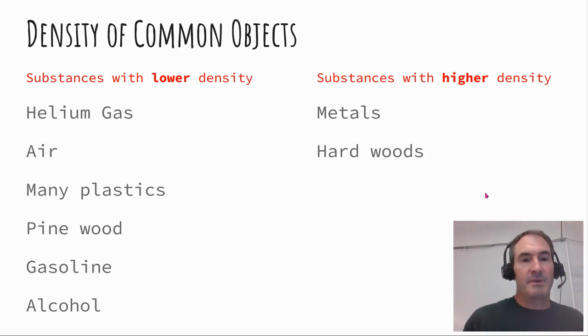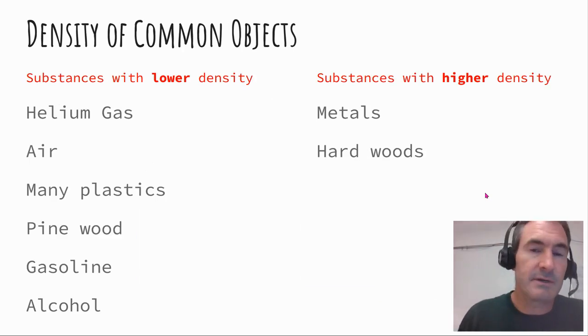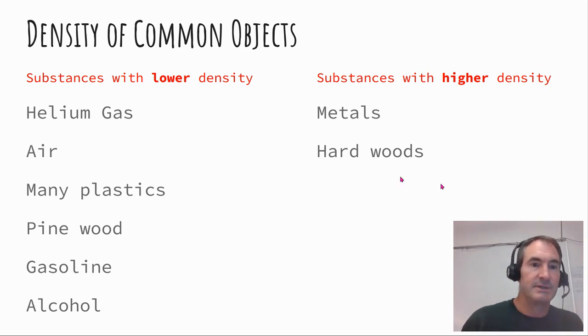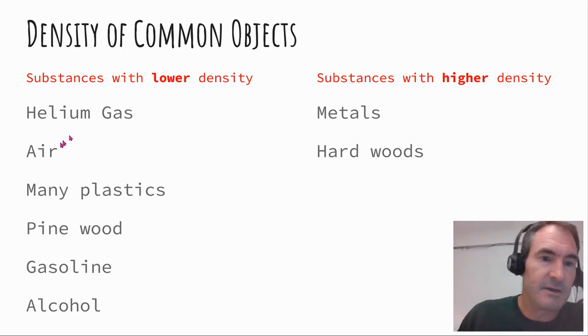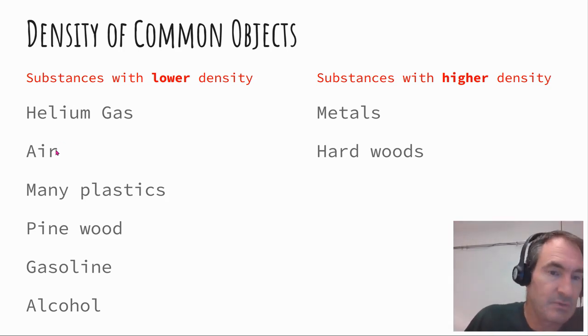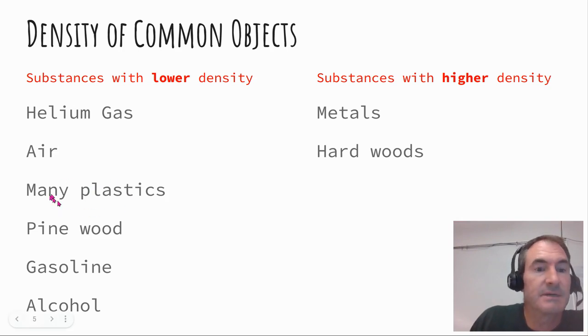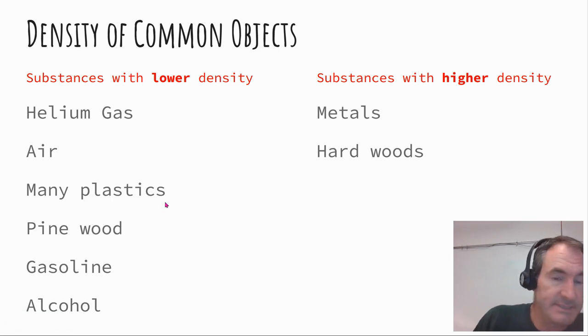So here's a few common objects that you guys have that have lower and higher densities. In general, helium gas. I would reach my yellow balloon, but it's on the ceiling and I can't reach it right now. Air in general, any gases are going to typically be a lower density, right? Many of our plastics that we develop through chemical processes are usually lower density compared to some of my other things over here. Pine wood, gasoline, alcohol, these are all lower density materials.